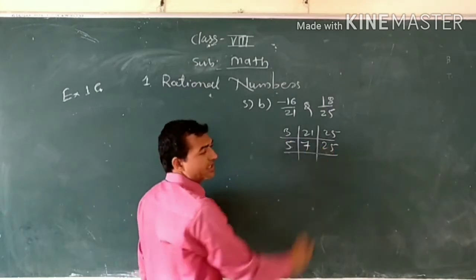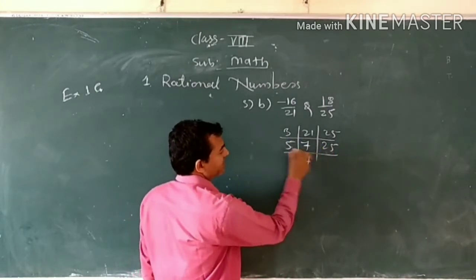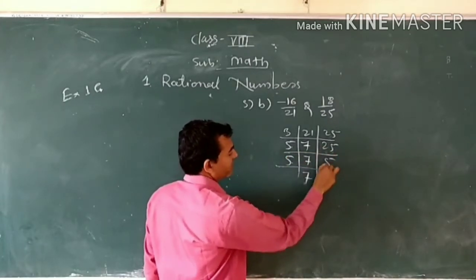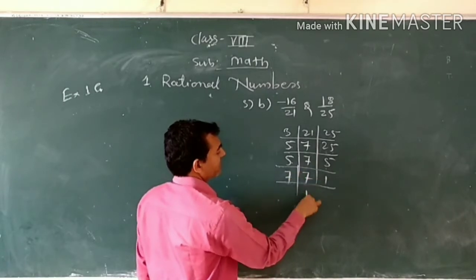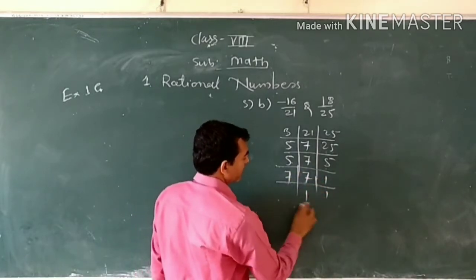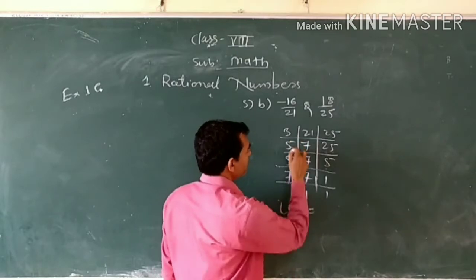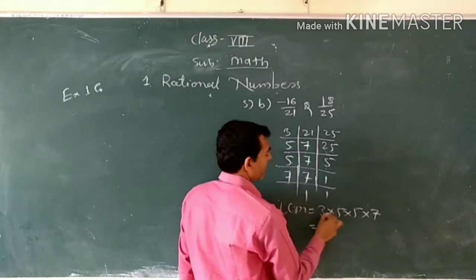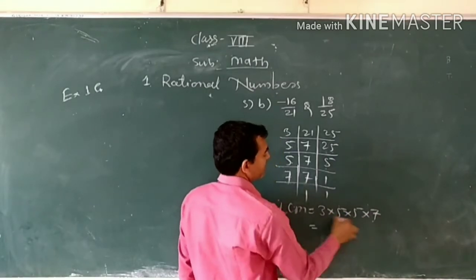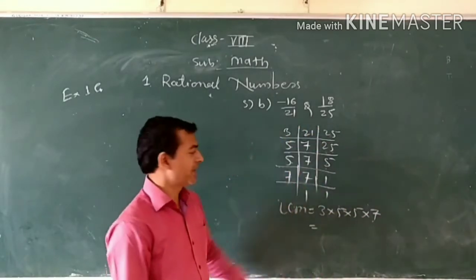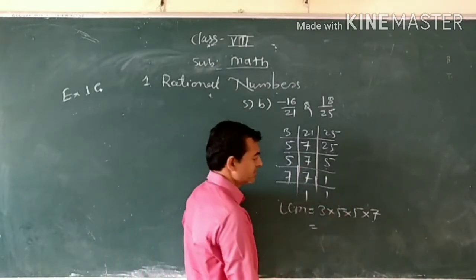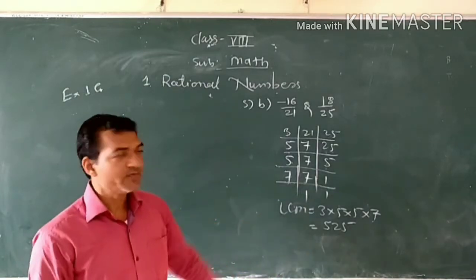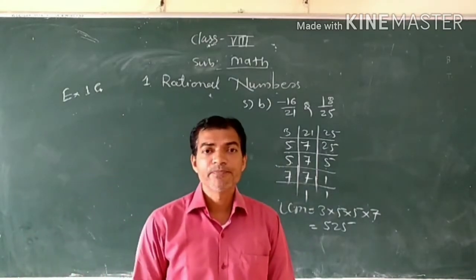Now this one is divisible by 5. 7 as it is, and 5 5s are 25, again 5, 7 as it is, 5 1s are 5, and again this one 7 1s are 7. You know this method of finding the LCM. So LCM is equal to 3 into 5 into 5 into 7. 5 5s are 25, 7 3s are 21, means 21 into 25. After multiplying these two you get 525. So 525 is the LCM.